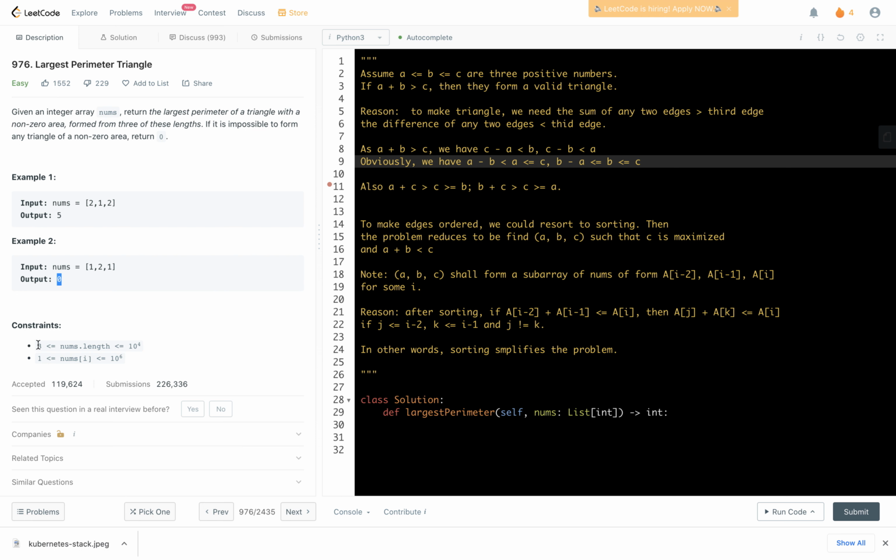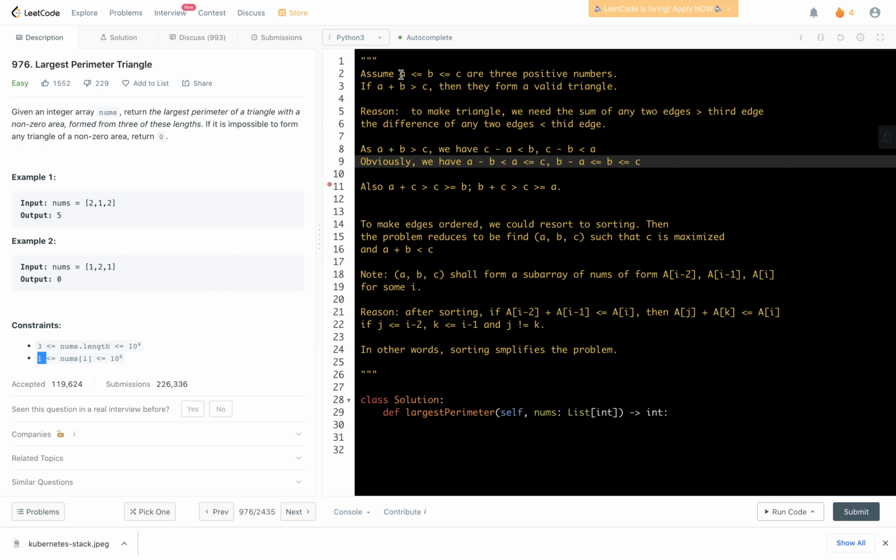There are two constraints, one on the length of the nums array, and the other on the elements in nums. Here we want to point out that the elements are positive. The analysis here is actually simple, elementary mathematical reasoning. First we can assume we have three edges. In other words, A, B, C are three positive numbers.